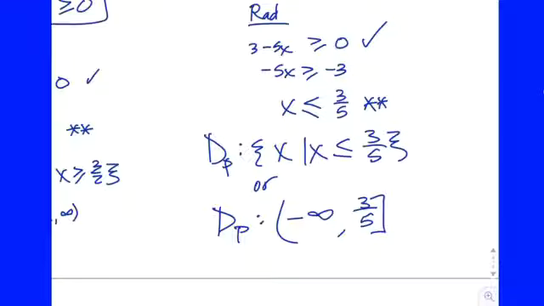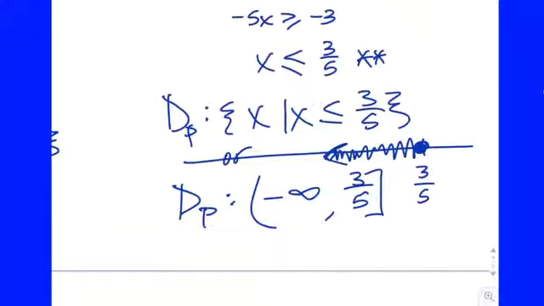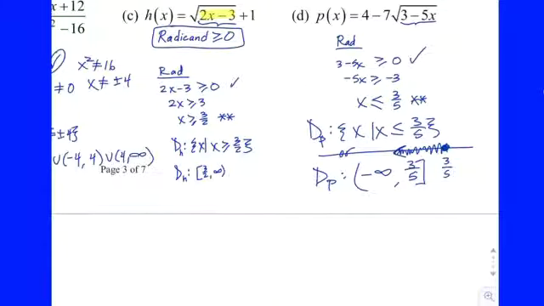If you're ever unsure about interval notation, just think about it as a number line, right? That's all we're doing. So here's 3/5 right here. Because it's less than or equal to, you would put a solid dot because it's equal to, right? And then less than, you would shade to the left. So that's really all interval notation is doing, it's just interpreting the number line with symbols instead of sketches. So you could do that first and then write it in interval.